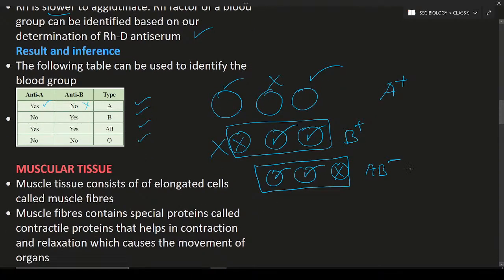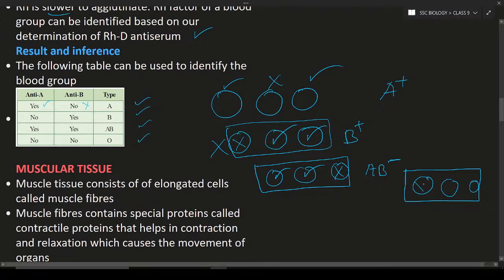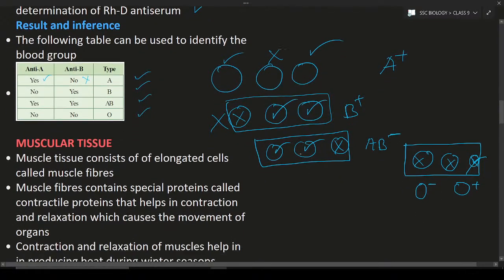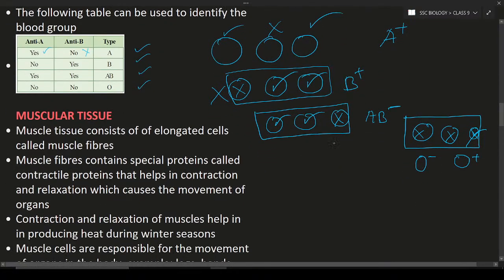Another test. Agglutination is not seen here, and agglutination is not seen here. What will be the blood group? The blood group will be O. If agglutination is seen in the RHD, it will be positive. If agglutination is not seen in the RHD, it will be negative. So this is about RH antigen identification along with blood group identification.